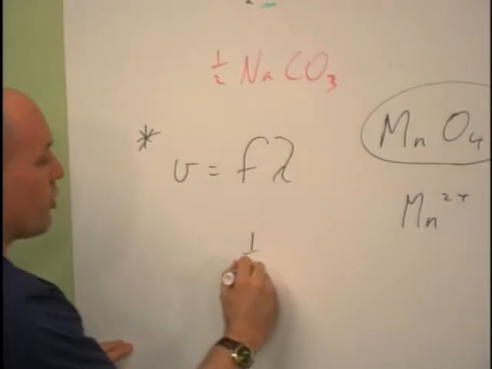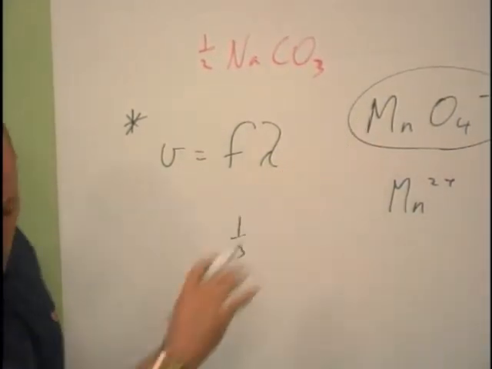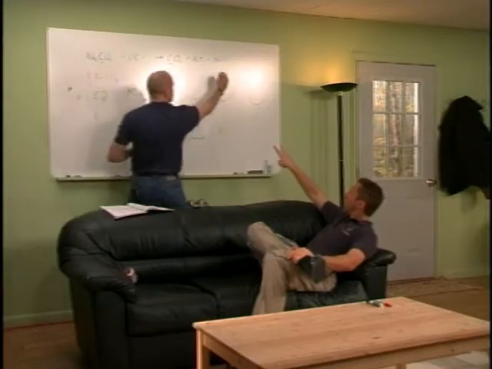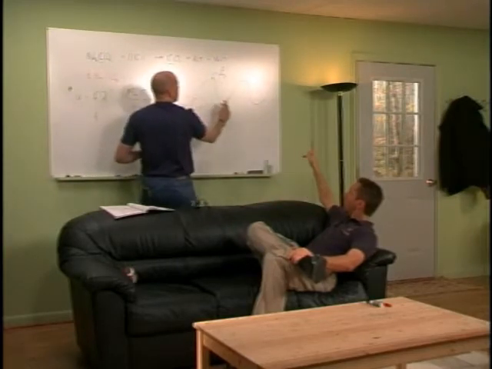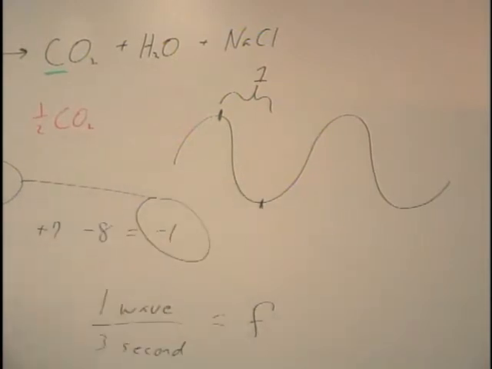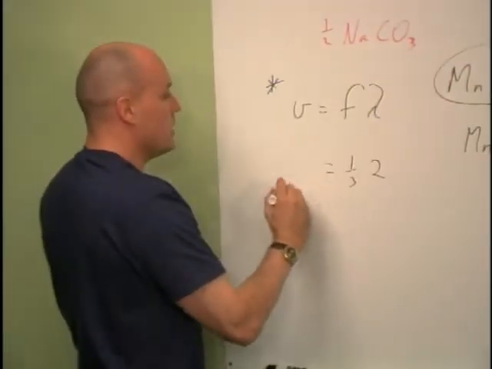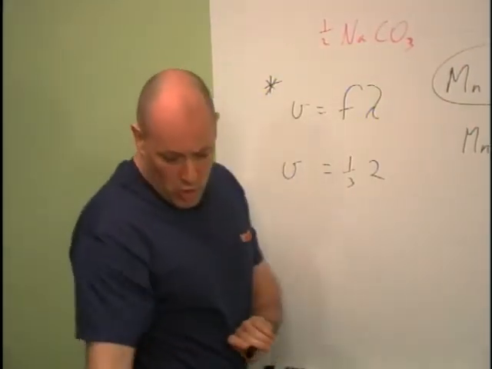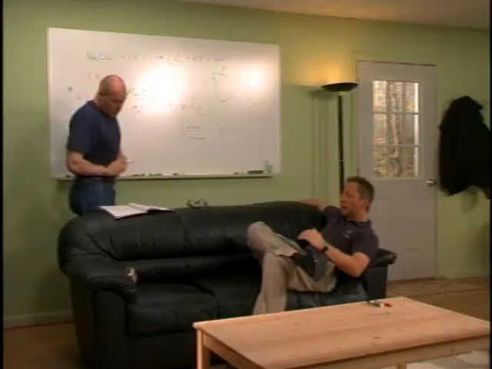We know the frequency is 1/3. We know the wavelength. What is the wavelength here? Well, if this distance is 1 meter, a wavelength would be 2 times that distance, right, 2 from peak to peak. Very good. 2 meters. So wavelength is 2, gives us a velocity of 2/3 or 0.67. Answer choice B.